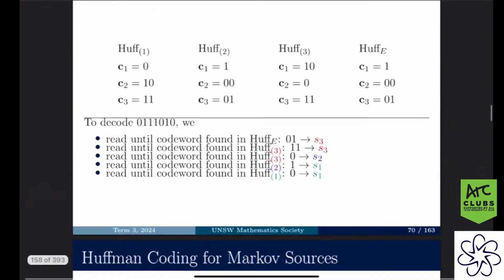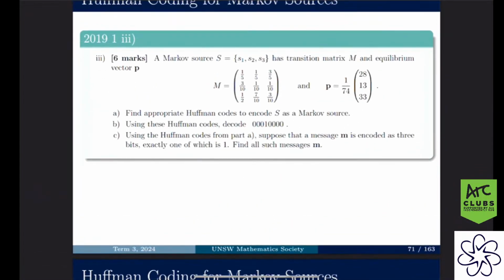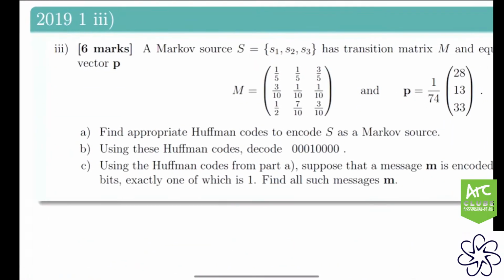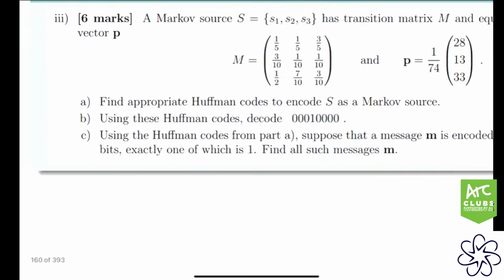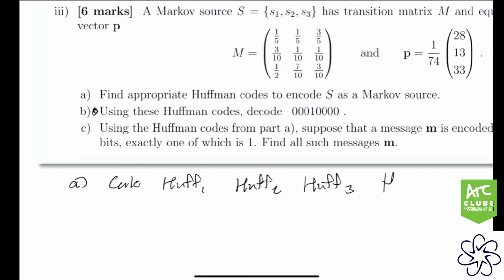Cool. We are kind of running out of time and there's still a couple of topics to go through. Here is a past paper question. We're not going to go through it because it's very much the same thing as what we did before, but I will talk you through the strategy. Find the appropriate Huffman codes for the Markov source. So for part A, you want to calculate Huff 1, Huff 2, Huff 3. Then you want to decode, so you're also going to want Huff E.